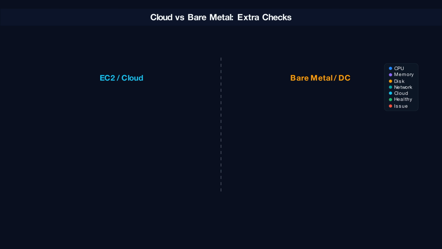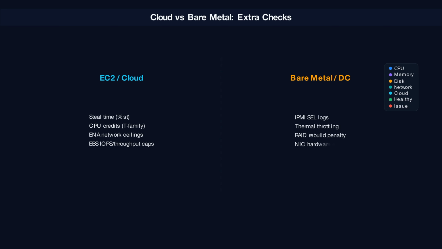Same Linux symptoms, different root causes. Let us compare what changes between cloud and bare metal. On EC2, watch for steal time, the hypervisor taking CPU cycles. Check CPU credits on T-family instances. Network performance has ceilings tied to instance type. A T3.micro gets far less bandwidth than an M5.large. EBS volumes have IOPS and throughput caps that are invisible to Linux tools.